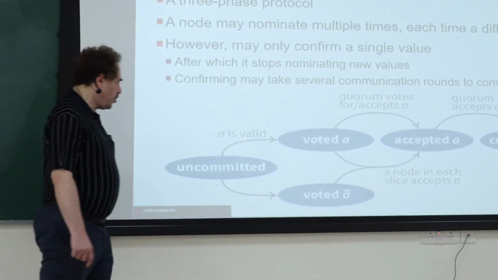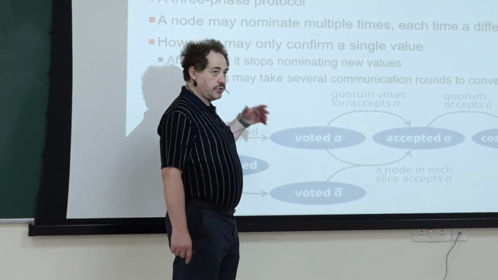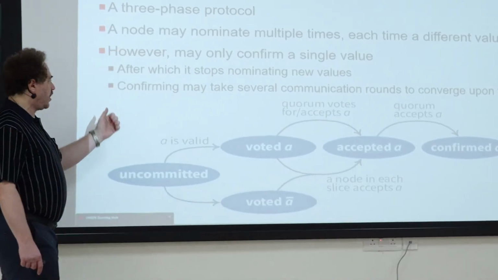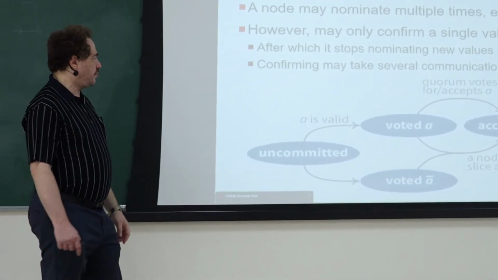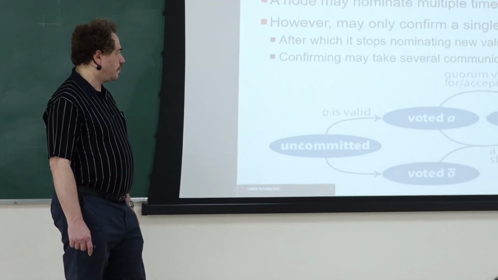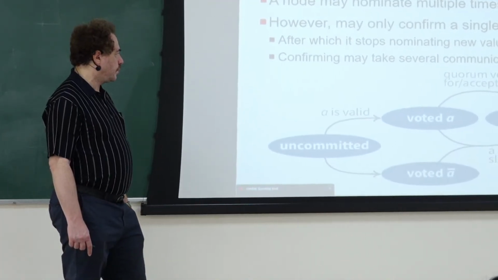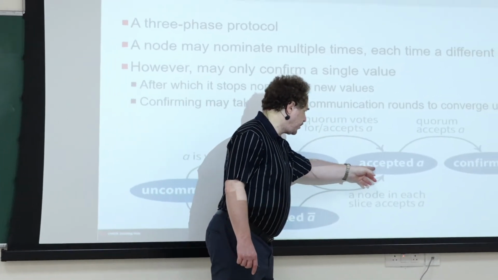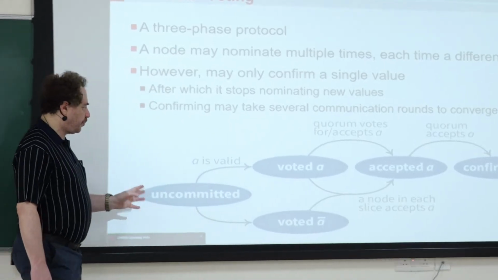So if there are failures, and again we are talking about crash, but also about Byzantine failures, then confirming may take several communication rounds. I should also mention that after the value is accepted, the node would stop voting.